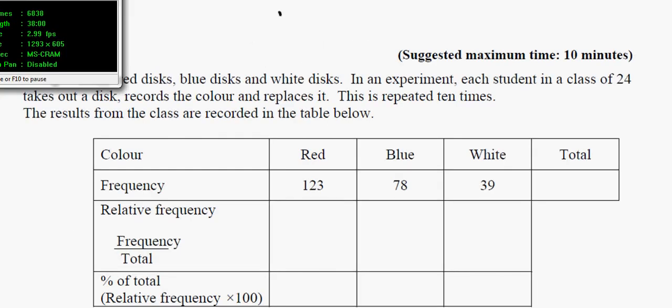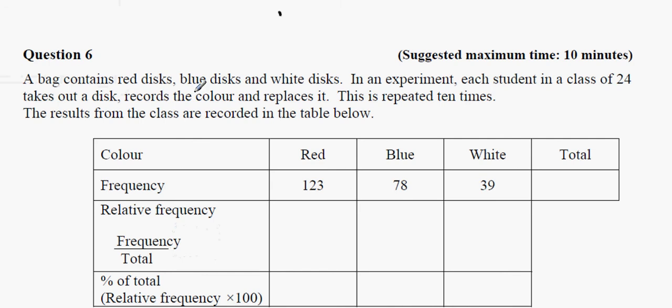A bag contains red discs, blue discs, and white discs. In an experiment, each student of a class of 24 takes out a disc, records the color, and replaces it. This is repeated 10 times. The results in the class are recorded in the table below. Red came out 123 times, blue came out 78 times, and white came out 39 times.